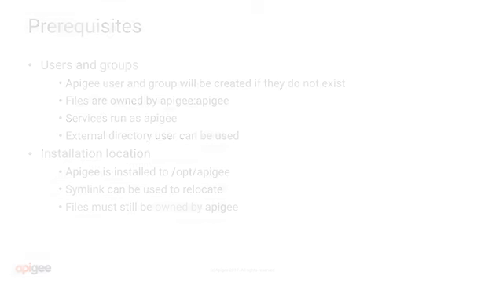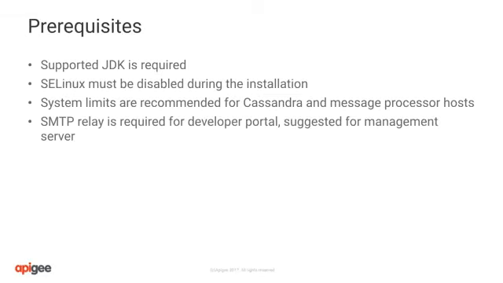A supported version of Java is required to run Apigee services. The link shown here will list currently supported versions. You can use either the Oracle JDK or the OpenJDK. If you don't install a supported JDK in advance, the installer will automatically install the correct version of OpenJDK using yum.